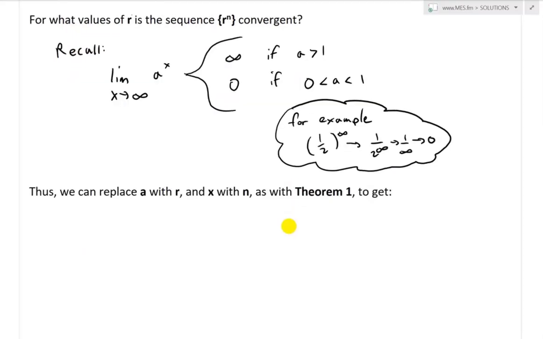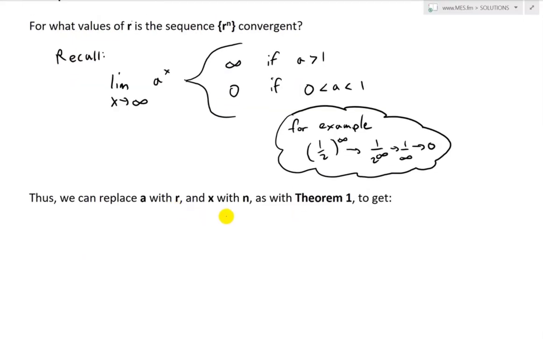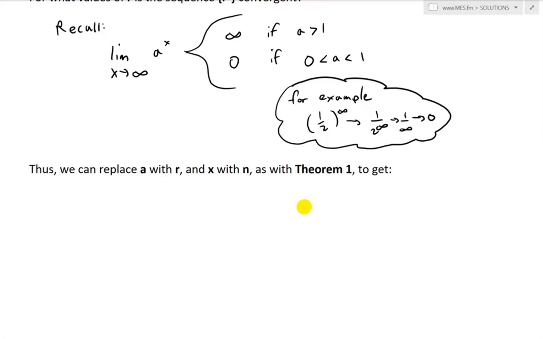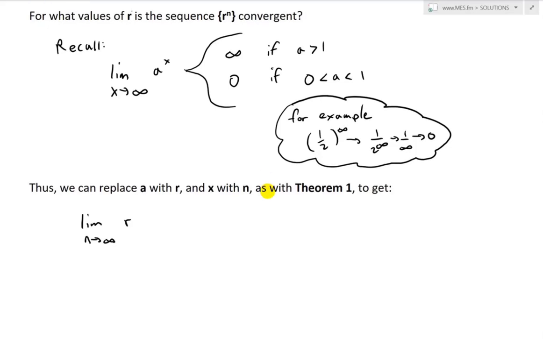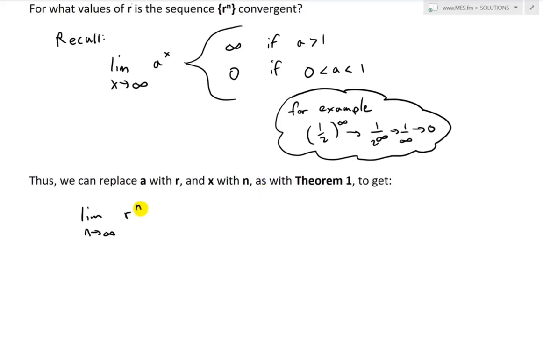So thus we can replace a with r and x with n as with theorem 1. Because it's the same function, but in integer or sequence mode, it'd be the same thing. So we'll have the limit as n approaches infinity of, instead of a, I'll just write r to know that we're dealing with a different one. And also because we're dealing with r there. My bad. So we have r to the power of n. And now this is equal to, if we have to put an equal sign there.